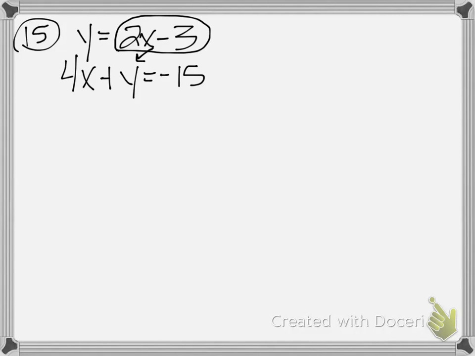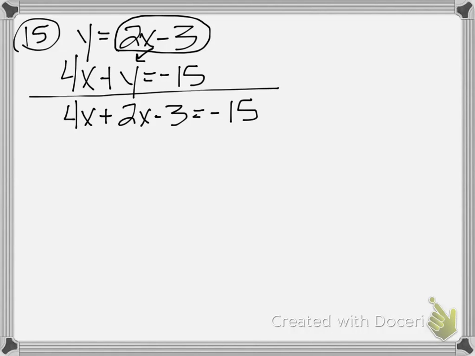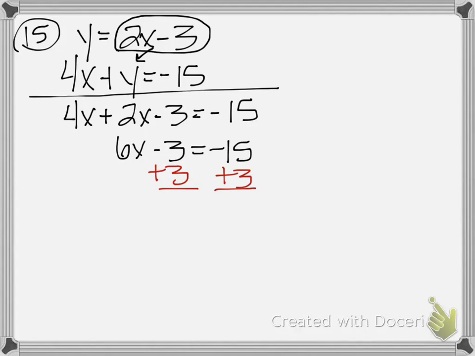That's going to give me a brand new equation of 4x plus, so instead of y, I'm going to put 2x minus 3 because that's the same thing as y. And so there's my brand new equation. So my original two equations are up at the top. My brand new equation after I use substitution is 4x plus 2x minus 3 equals negative 15. That equation I can solve. I just have to combine some like terms, and keep on solving.